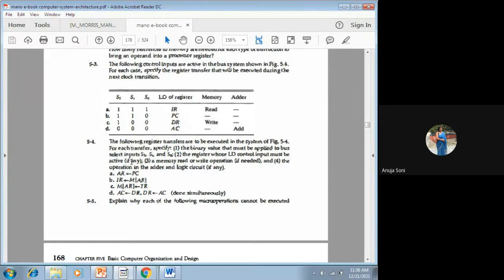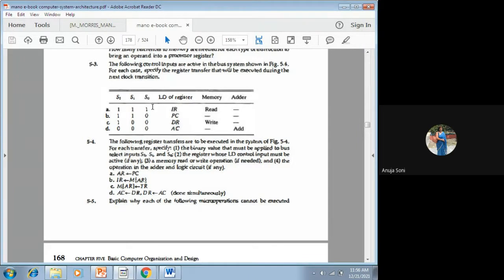And what are the statements? PC to AR. Now it is given that the contents will transfer from the program counter to AR. Like we were having part A, in a similar manner we have to write down part A, part B, part C, part D. We have to make this similar kind of table. I will discuss only one part, and afterwards 1 or 2 parts, then the remaining you will do. Part A says that the contents will be transferred from PC to AR.